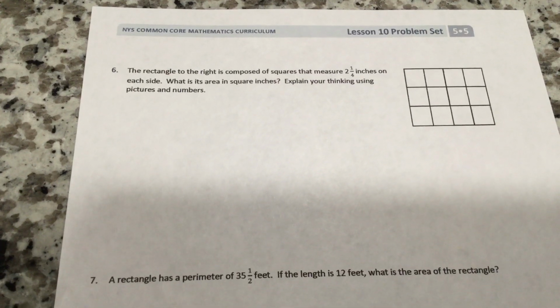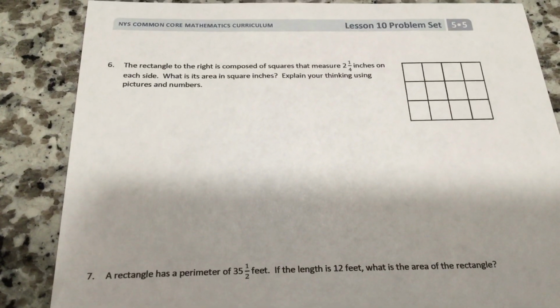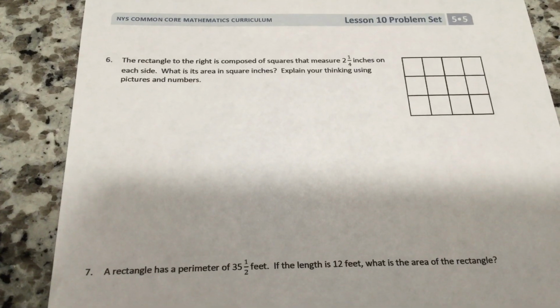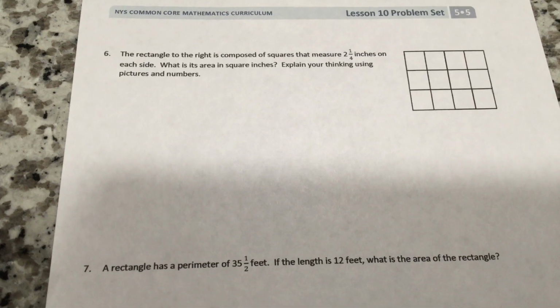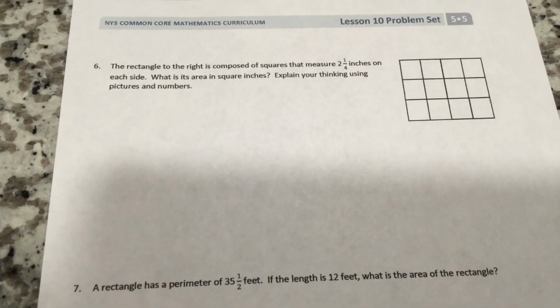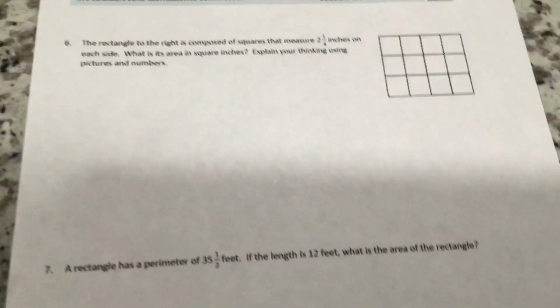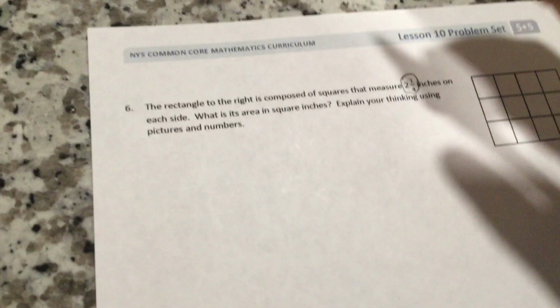So this one says, the rectangle to the right is composed of squares that measure 2 1/4 inches on each side. What is its area in square inches? Explain your thinking using pictures and numbers. So first of all, I'm going to circle that 2 1/4 because that's the number that it gave me.